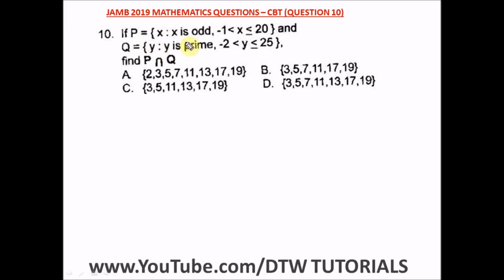So to find P intersection Q, let's look for the subset of P, then look for also the subset of Q, then find the intersection of P and Q. Now you can see here it says X is odd. First of all, you need to know the difference between an odd number and a prime number.